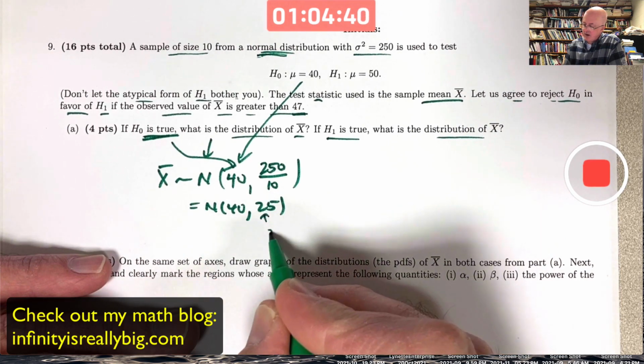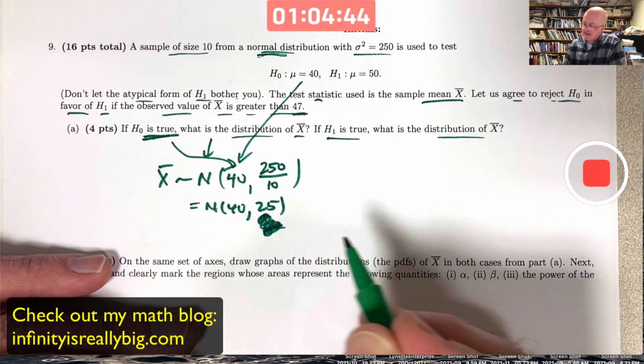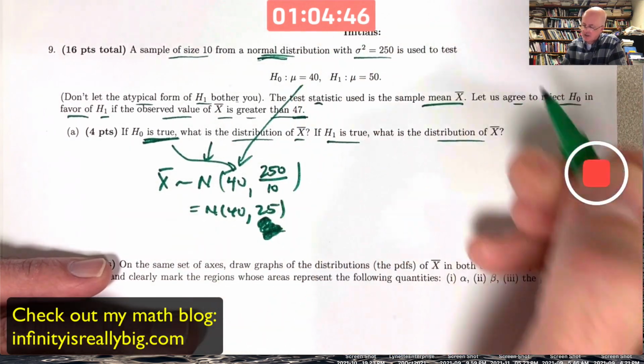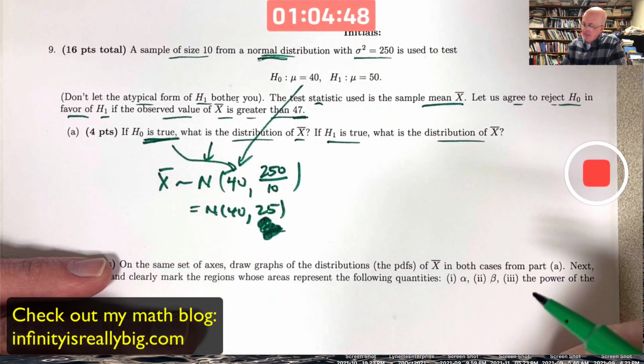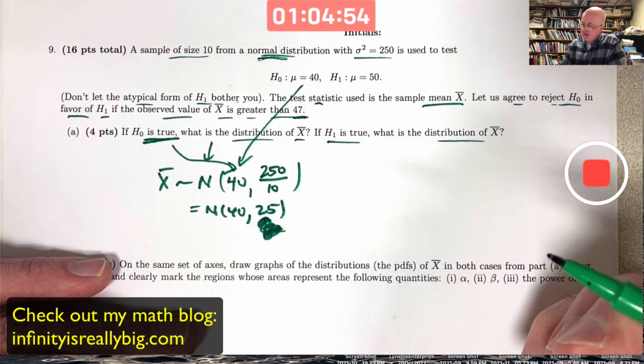That's your sigma squared here. Oh, I shouldn't use the population's. It's the sigma squared for x bar, not the population itself. If you use standard deviations there, you would want to write a 5.